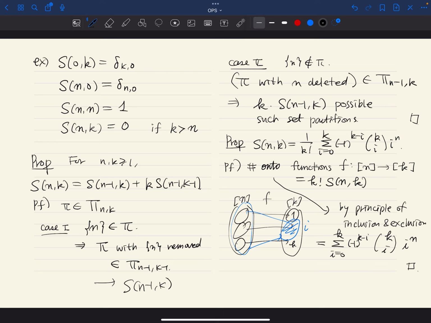And now let me. Looking at the property, should there be a k in front of S(n-1, k)? Yes, sorry about that. This needs a -1. And also here, this is okay, right? This is okay. Yeah. Thank you.